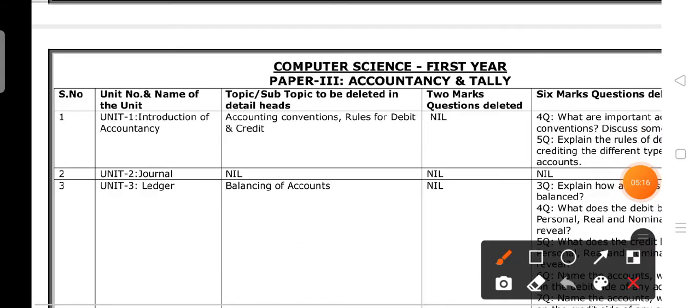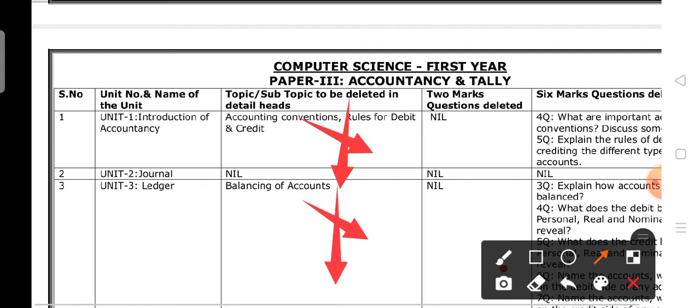Next, separately you have to see the Paper 3, Accountancy and Tally, deleted questions in this paper for the computer science first year students. What I told, 10 units will be there. In the first unit, introduction to accountancy, accounting conventions, rules for debit and credit, this topic is deleted, so no need to read this one. Next, in the second unit, nothing is deleted, everything you have to read. In the third unit, ledger and balancing of accounts are deleted, no need to read.